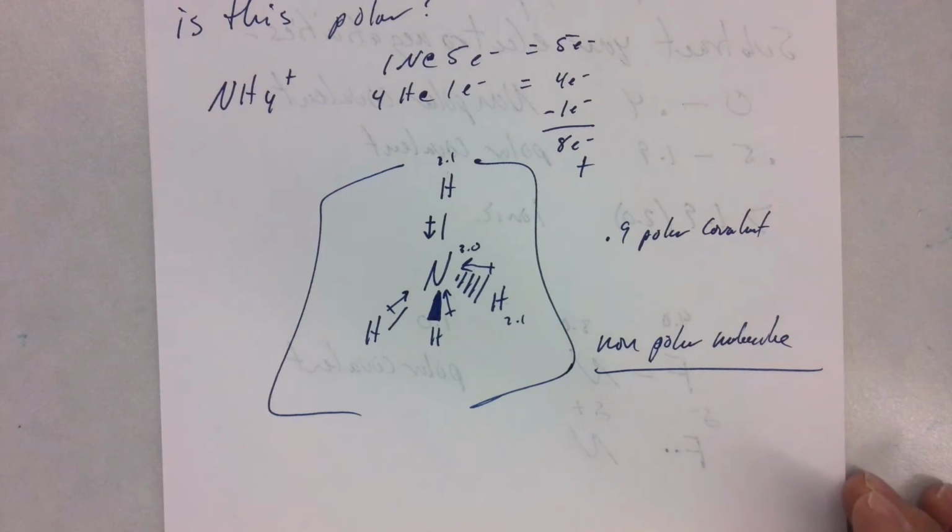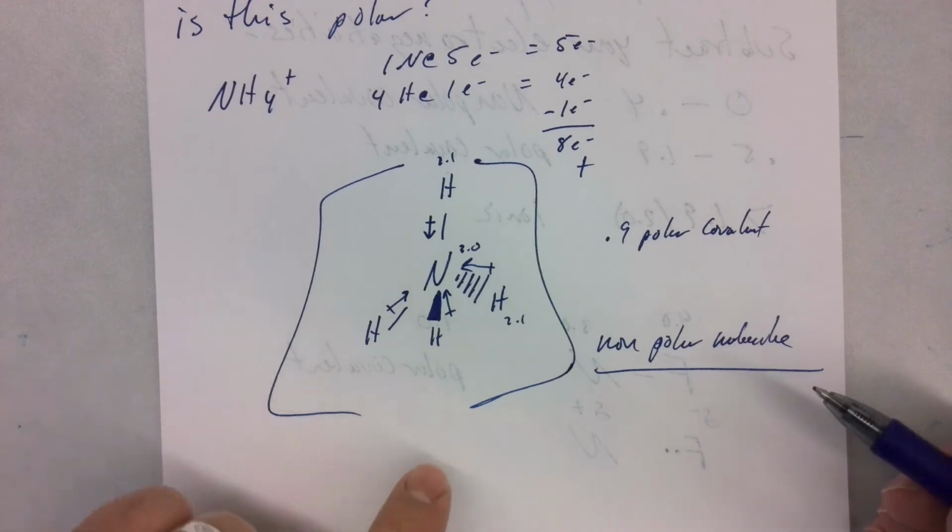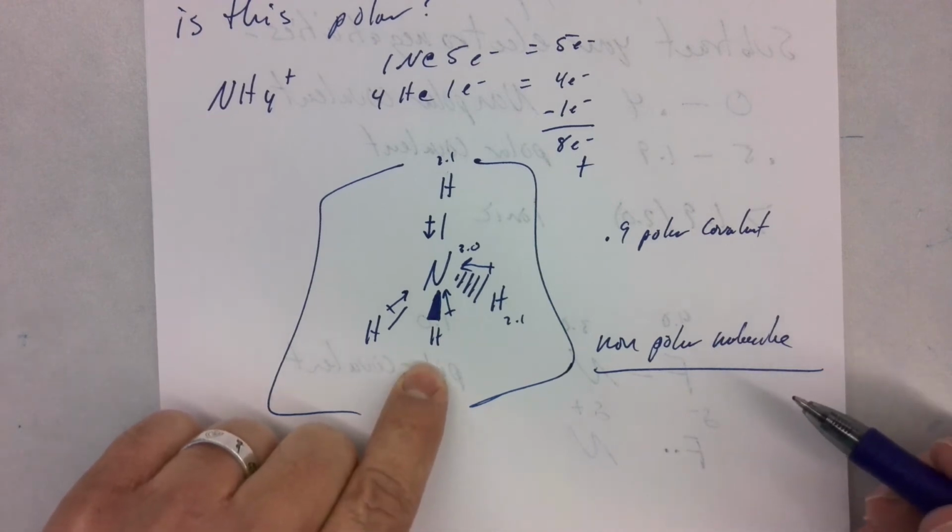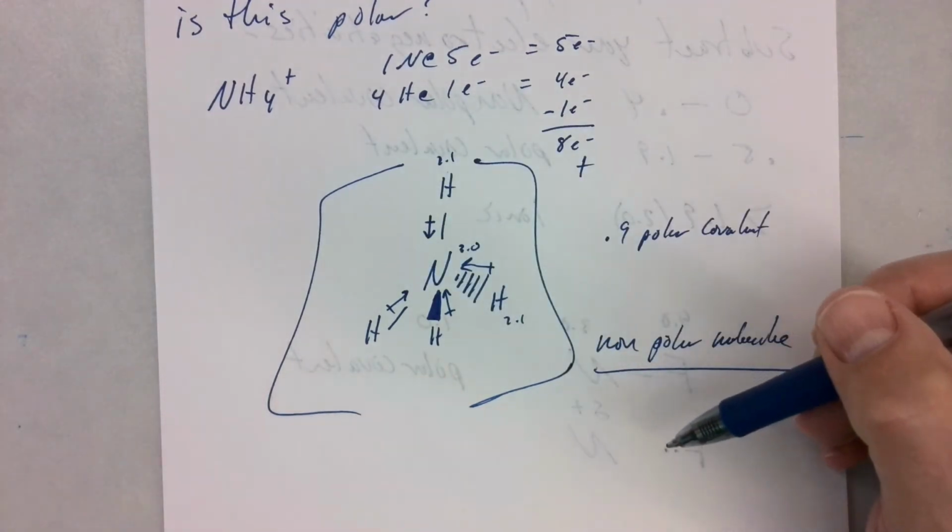Well, it's only non-polar because all the hydrogens have the same electronegativity. So if you were to switch out one of them... Yeah, no, you're right, that could happen. So you're saying, let's say I made this a fluorine. Yeah, it would become polar, because these would be pushing in and that would be pulling out.